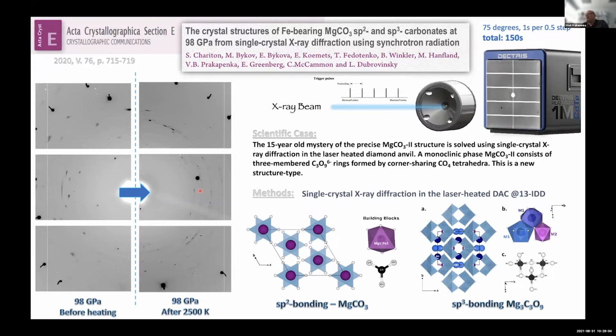structure solution. And what she did, she rotated the diamond cell plus minus, I think, almost 38 degrees. Yeah, it's a total of 75 degrees, 1 second per half step. So in total, we have 150 seconds, collecting images at each step. And she was able to treat one of the grains as a single crystal and solve the structure, a 15 year old mystery of the MgCO3 structures.